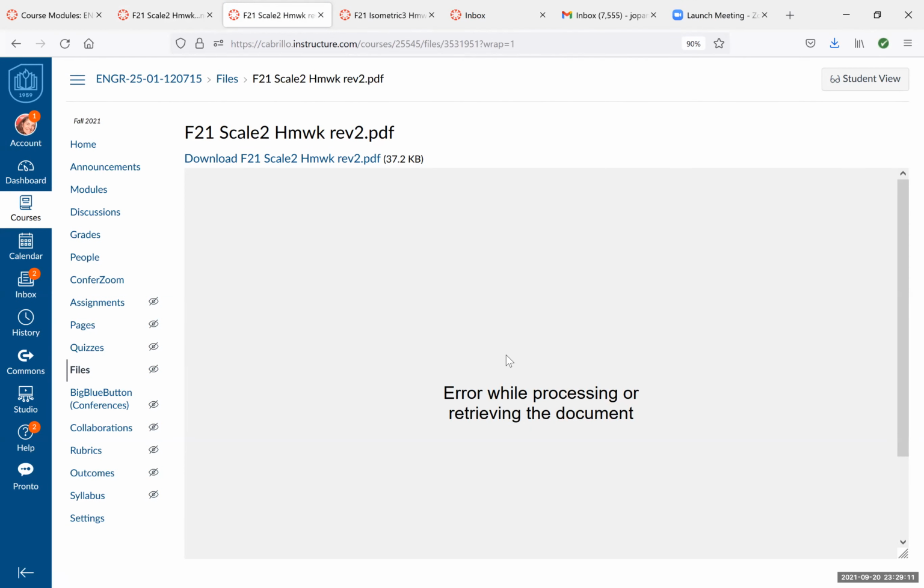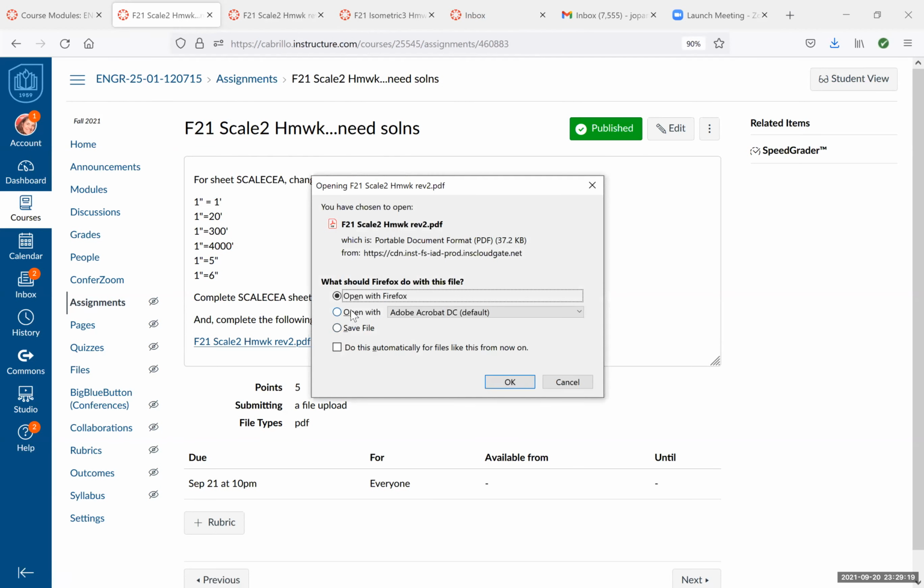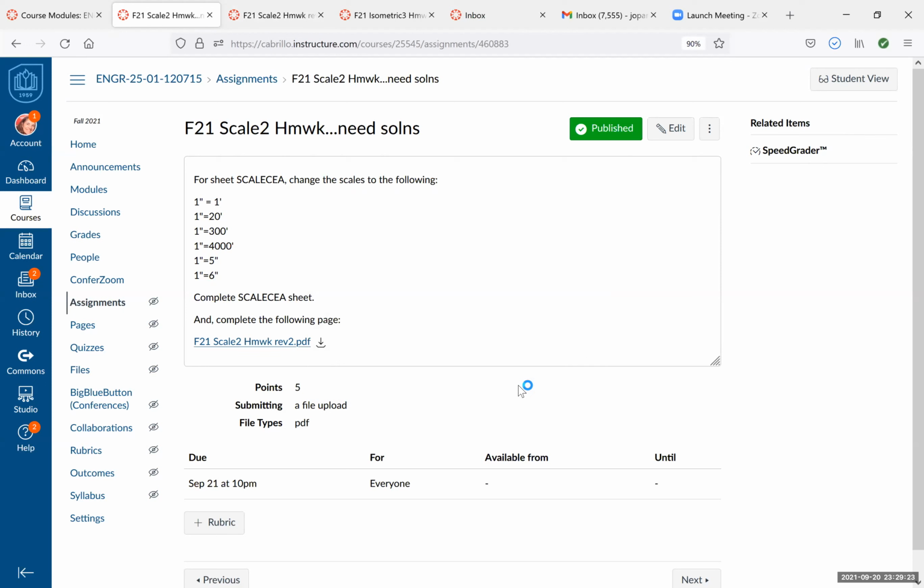Okay, why is there a problem? Let's see if I could... seems like I was able to download it.